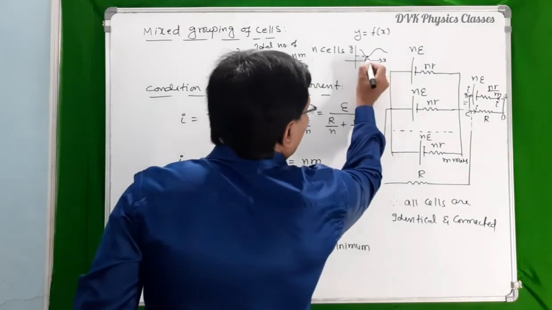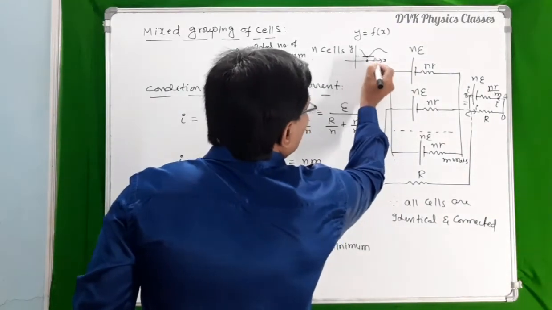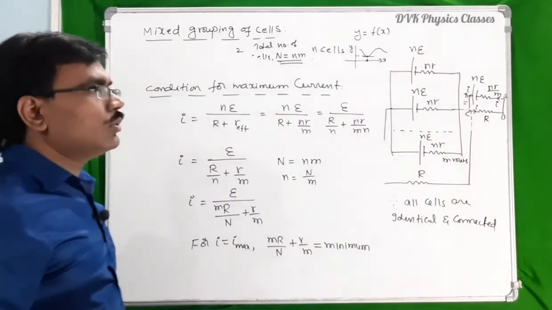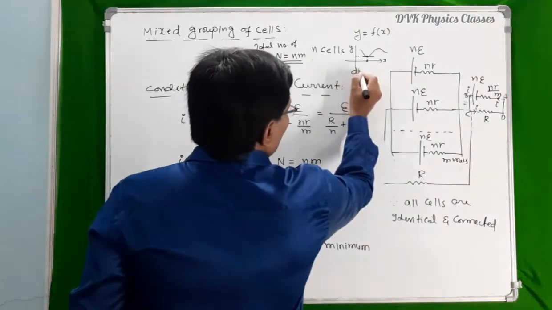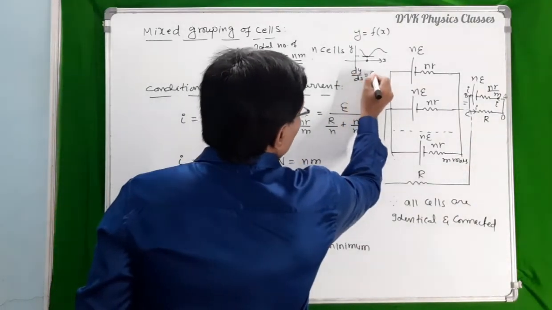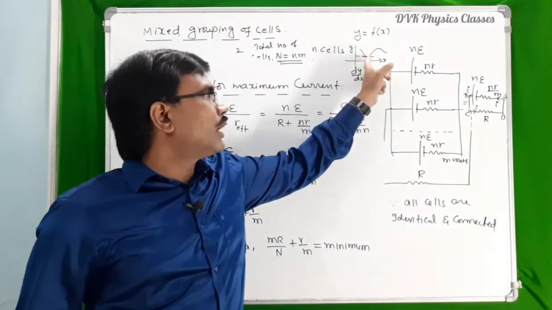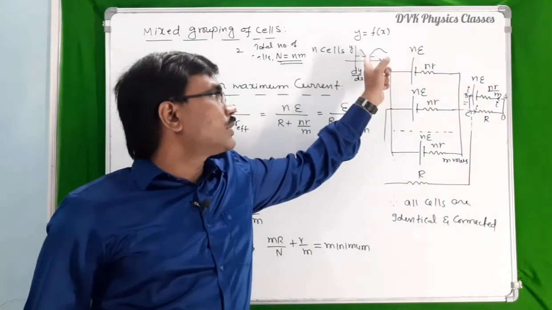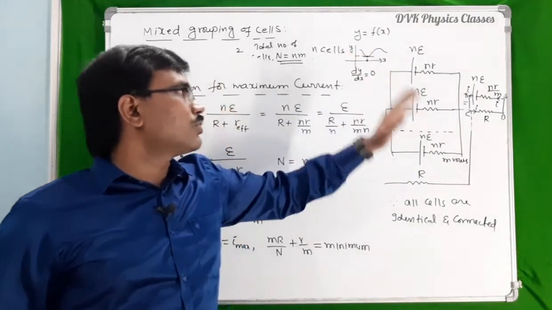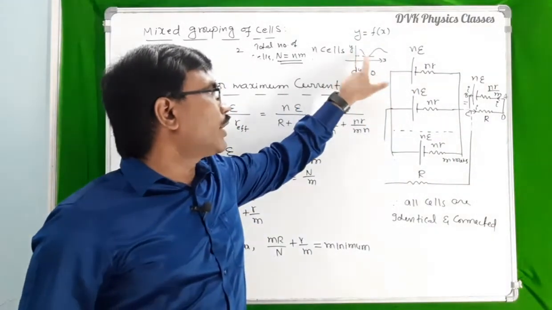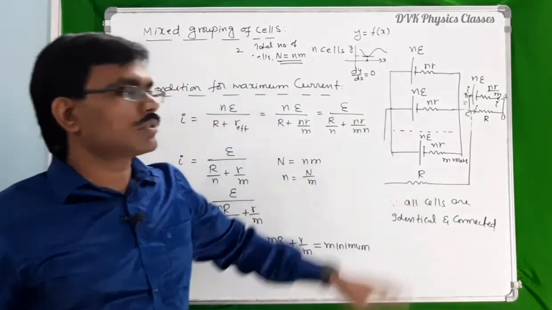If you draw a tangent to that curve at this point, then the slope of the tangent is equal to 0. Slope of the tangent equal to 0 means dy by dx is equal to 0. That is the condition. Whenever y has a minimum value at this x, if you draw a tangent at that point, the slope must be 0. That means the first derivative of y with respect to x at that point must be equal to 0.